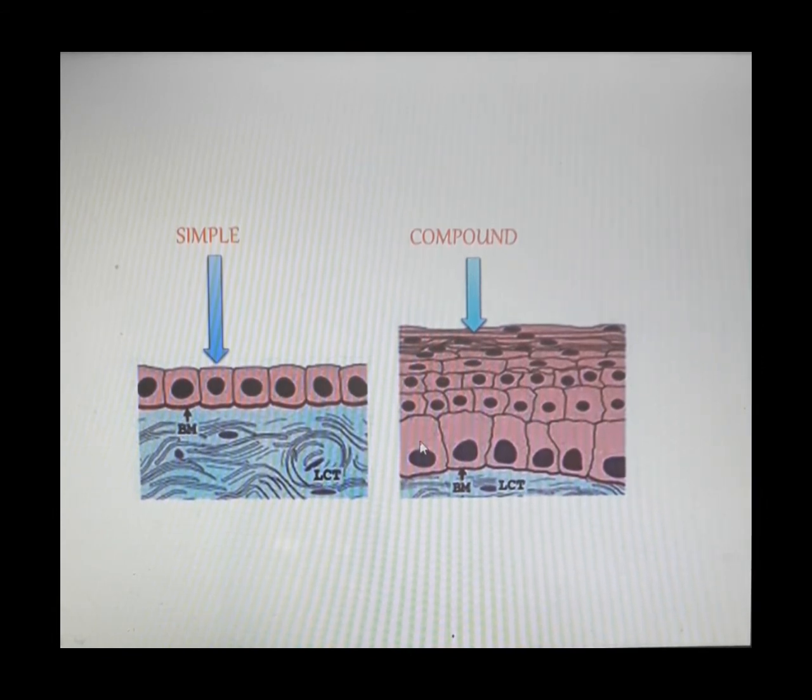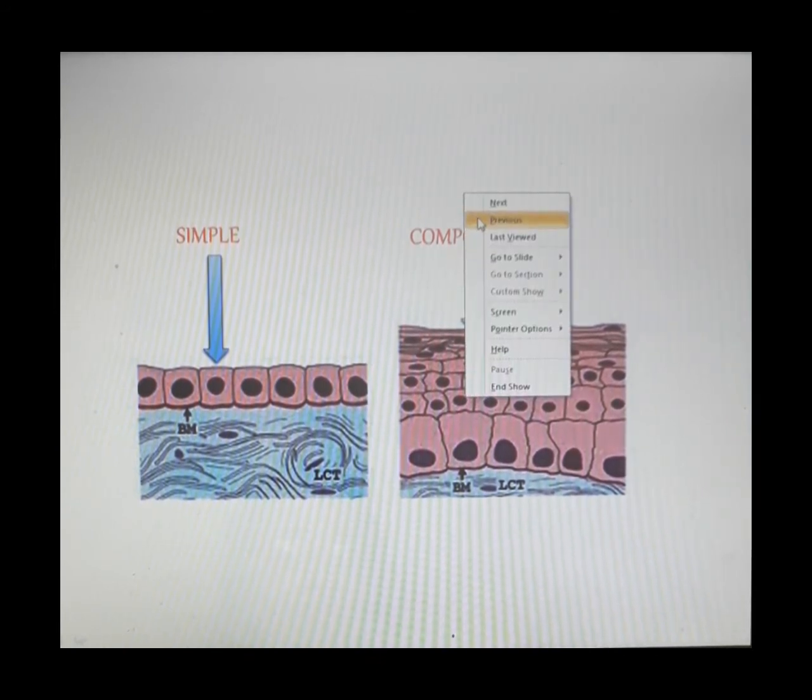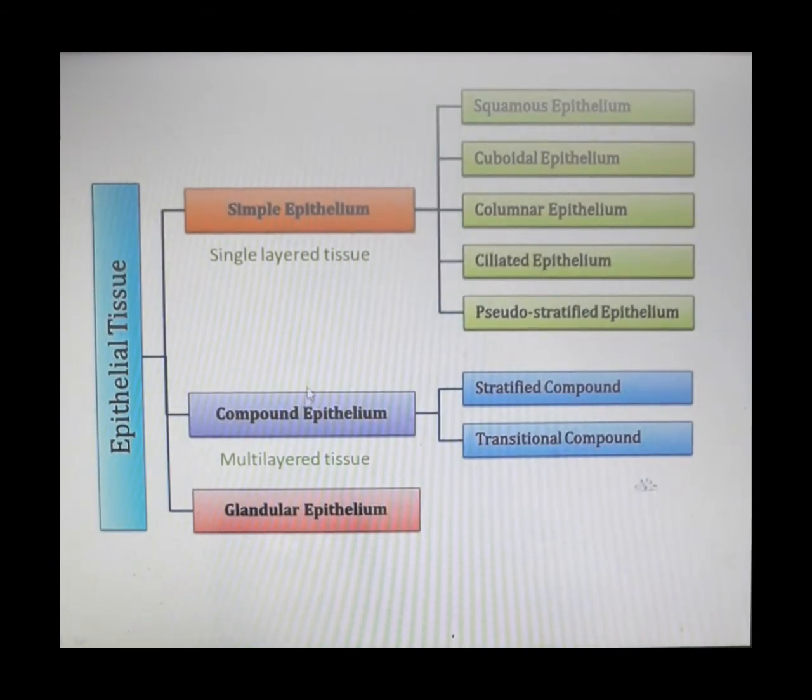And when the tissue is multi-layered, can you see here many layers of cells arranged one above the other, then the tissue is referred to as compound epithelium. So the basic two types of epithelial tissues are simple epithelium and compound epithelium. Now further, depending upon the shape of cells present in the tissue, simple epithelium is classified as squamous epithelium, cuboidal epithelium, columnar epithelium, ciliated epithelium and pseudostratified epithelium. Similarly, compound epithelium you will always find in two types as stratified epithelium and transitional epithelium.